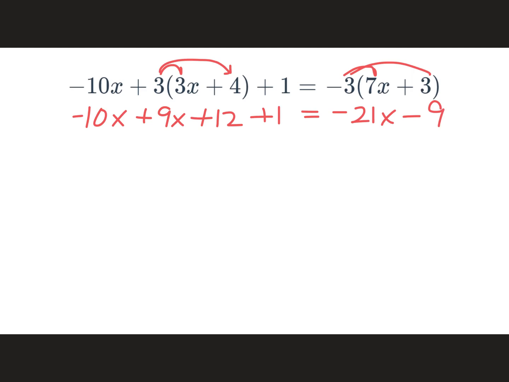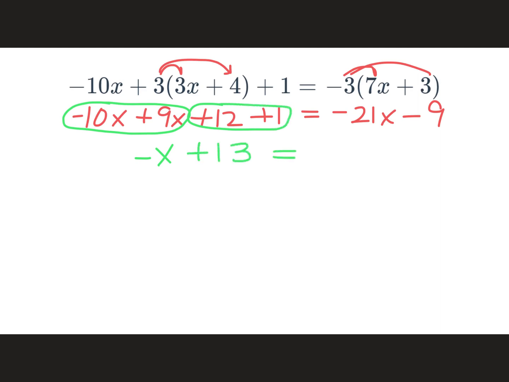All right, next step. I'm going to combine like terms on each side to basically simplify each expression. So I have this, which is a -1x, or just -x. And then I have this, which looks like a 13, so plus 13.